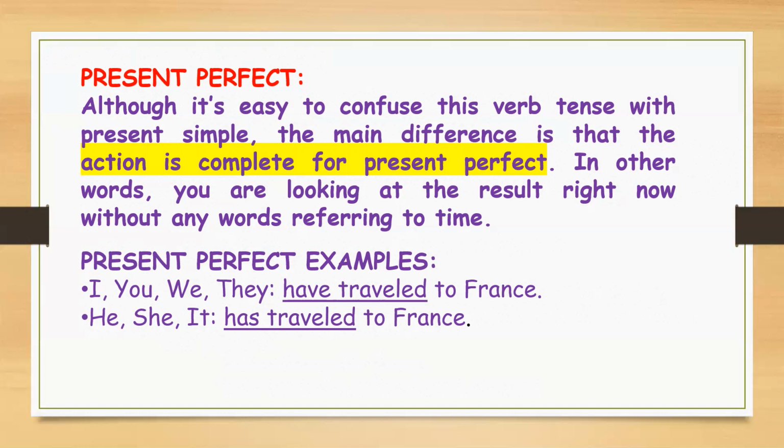So you have to also understand for which pronoun, which verb you use. Have for we have traveled, she has traveled. So for the personal pronouns he, she, it, you use has traveled, and for I, you, we, they, you use have traveled. So has and have are involved in present perfect.